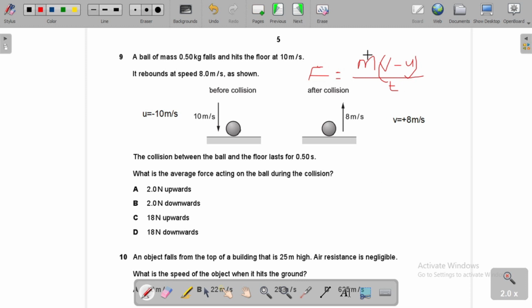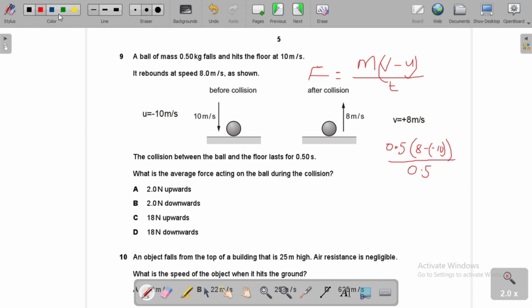We are asked to calculate the force. So what is the value of our m? That's the mass, 0.5. So 0.5 times v, 8, minus u, and our u is minus 10. So 8 minus, in brackets, minus 10, divided by t, the time, 0.5.